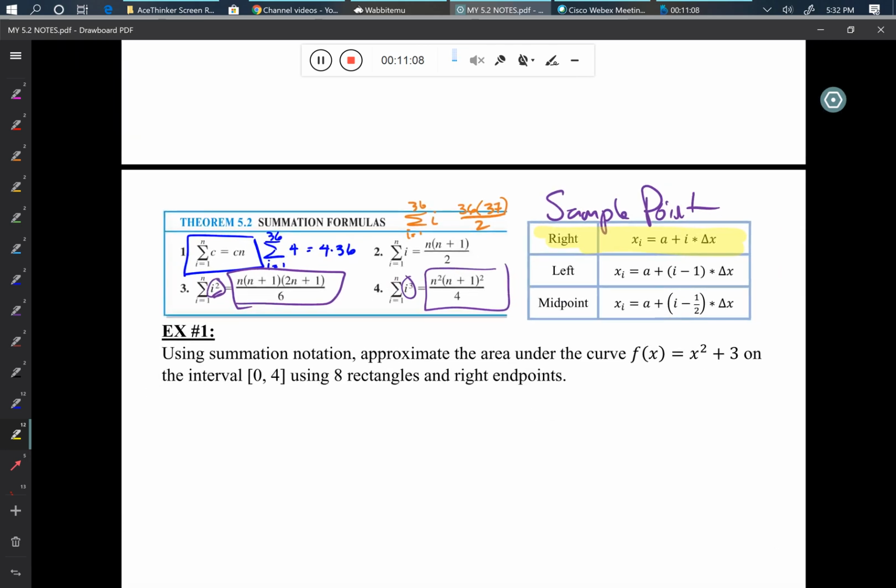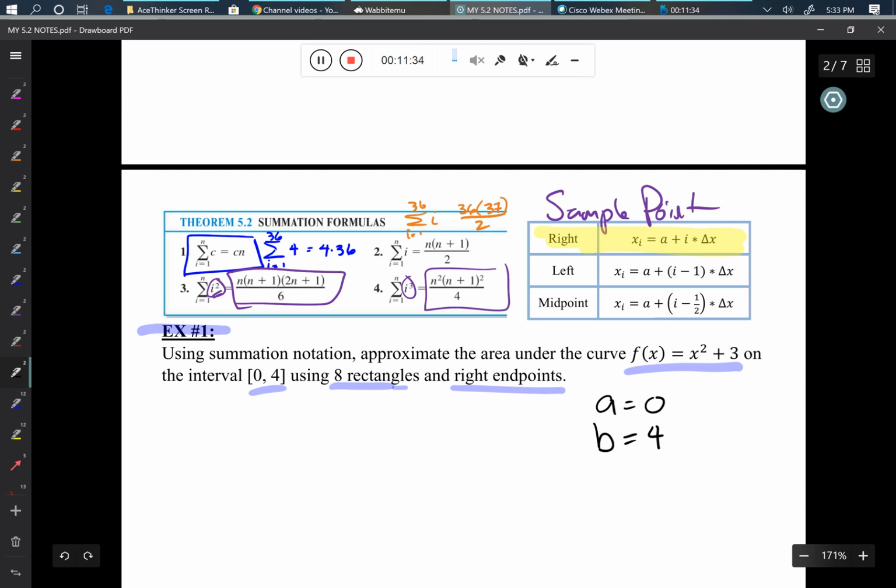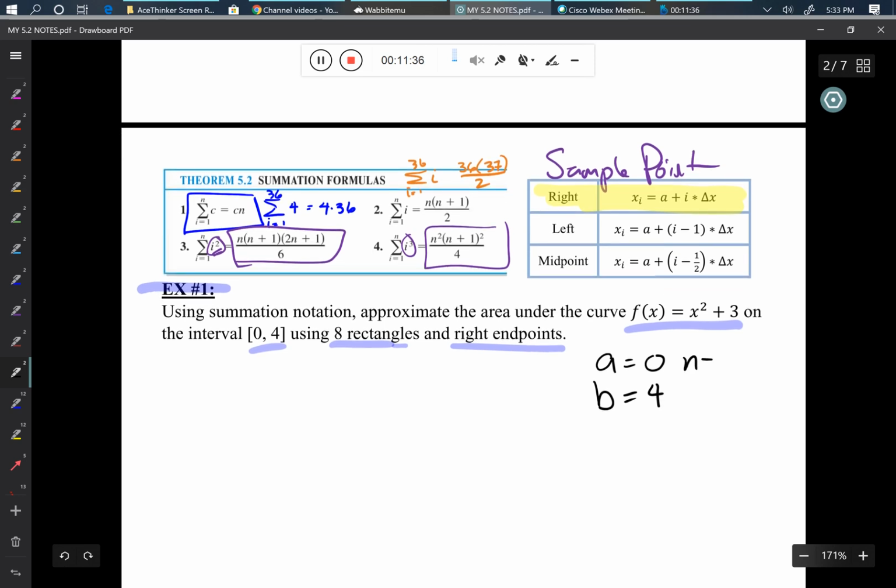All right, so what I would like to do is use summation notation. I'm working on example number 1. I would like to use summation notation to write out the approximation of the area under the curve f of x equals x squared plus 3 on the interval 0 to 4 using 8 rectangles and right endpoints. So I'm just going to start copying down things that I know. I know that a is equal to 0. I know that b is equal to 4. That tells me then that if n is equal to 8, our delta x is going to be 4 minus 0 divided by 8, which reduces down to 1/2.